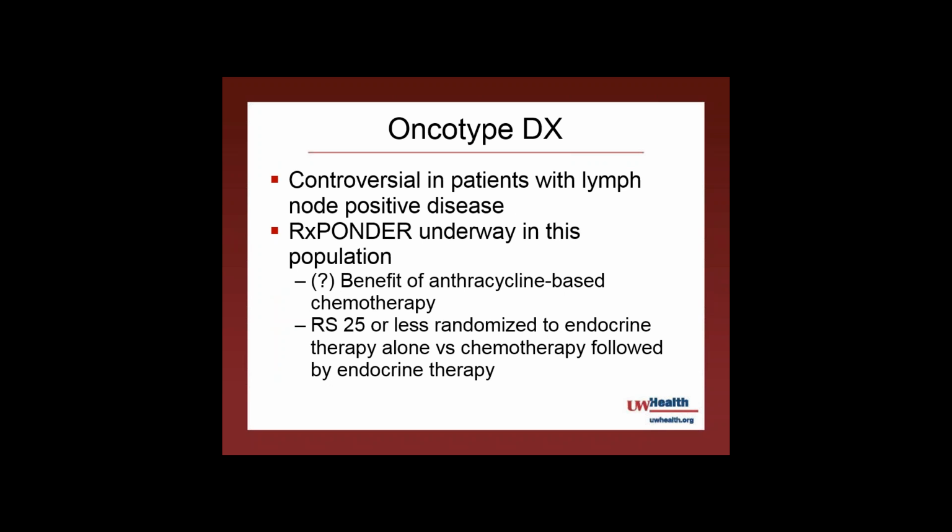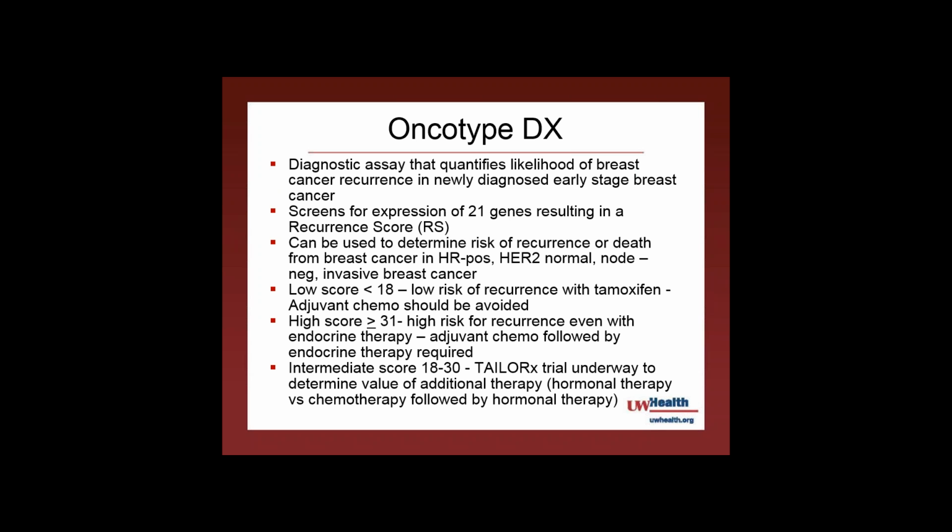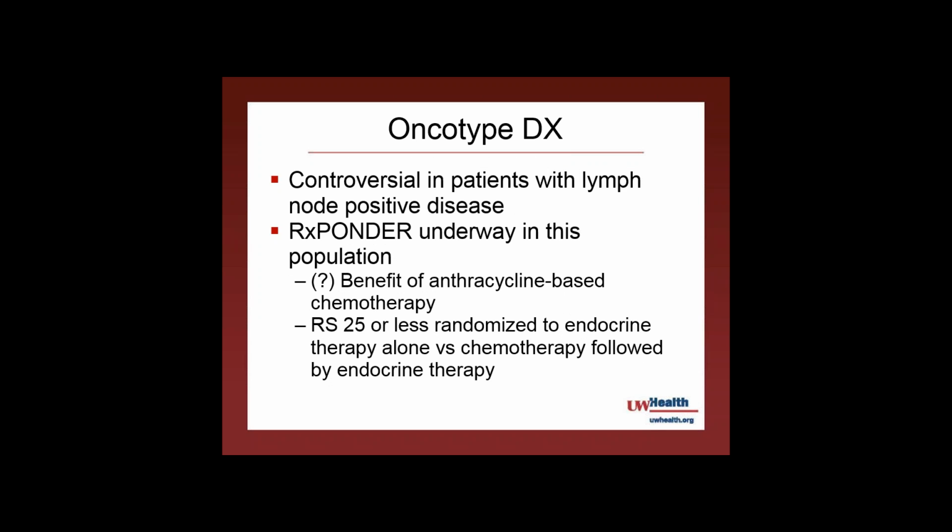That's another trial in this patient population, because there's controversy about the benefit of anthracycline-based chemotherapy in these patients. And then if you get a recurrence score of 25 or less in this trial, you're randomized to endocrine therapy alone versus chemotherapy followed by endocrine therapy. So there are two trials looking deeper at Oncotype DX, and that's the TAILORx and the RxPONDER.